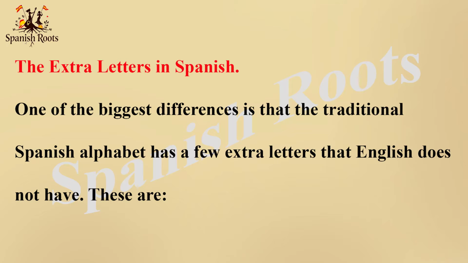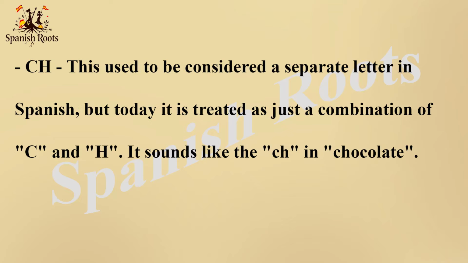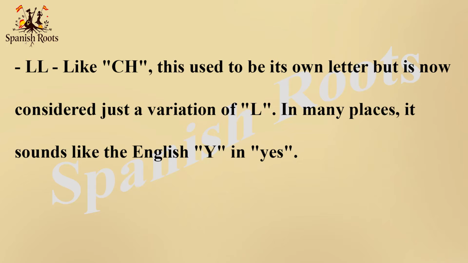The extra letters in Spanish. One of the biggest differences is that the traditional Spanish alphabet has a few extra letters that English does not have. These are CH. This used to be considered a separate letter in Spanish, but today it is treated as just a combination of C and H. It sounds like the CH in chocolate. Double L, like CH, used to be its own letter, but is now considered just a variation of L. In many places, it sounds like the English Y in yes.